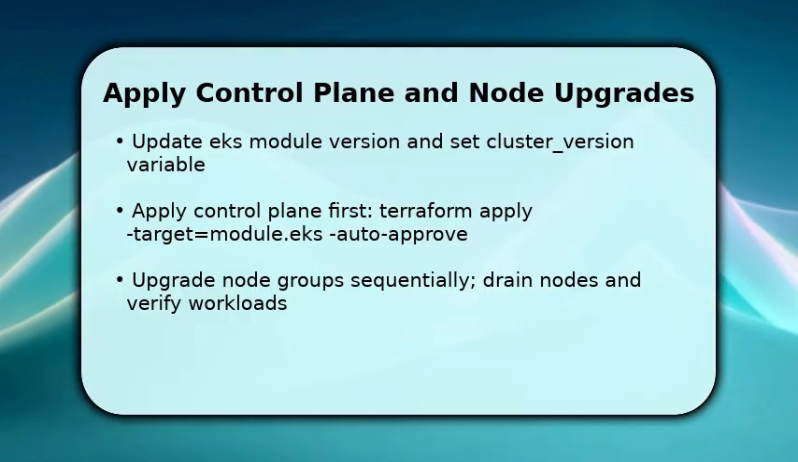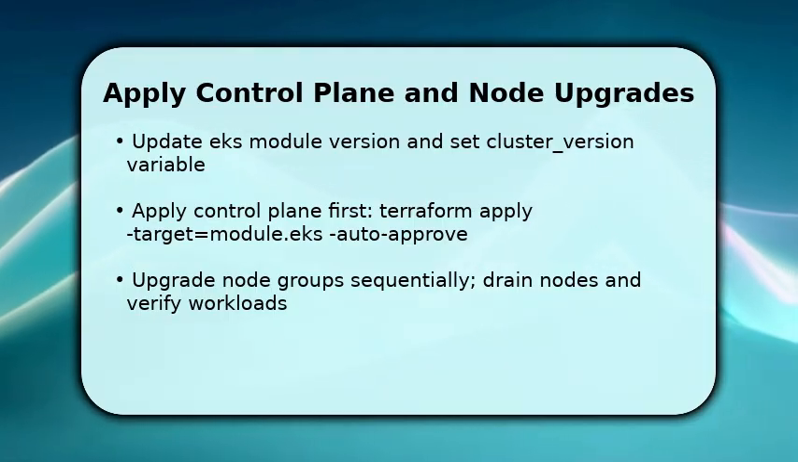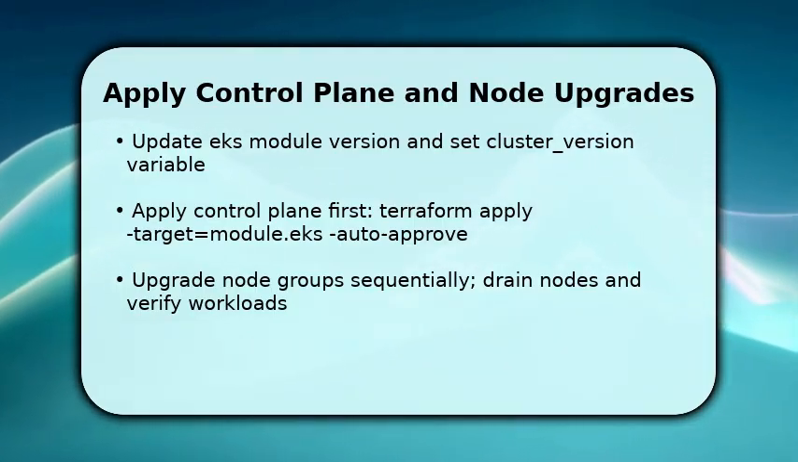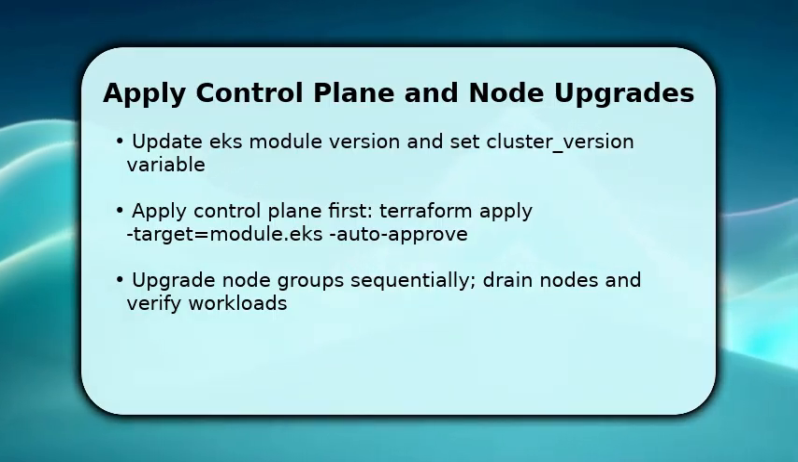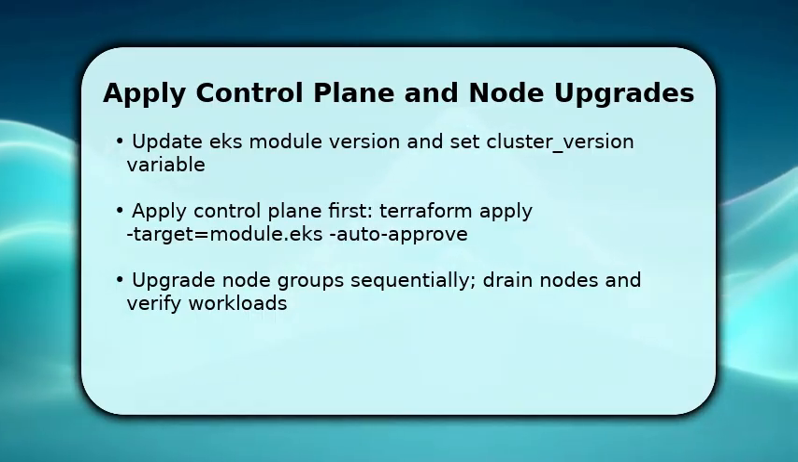Cordon and drain a node, Terraform apply to update its launch template or AMI, and uncordon after pods return. Make sure to watch node taints, kube-proxy, and CNI compatibilities. If you have managed node groups, use the rolling update flags.